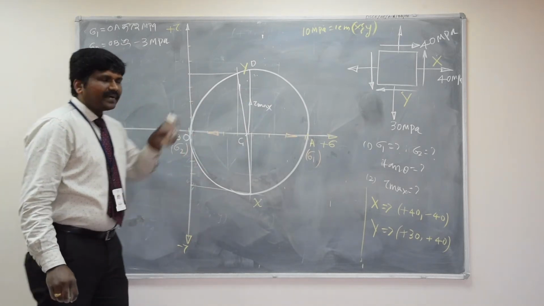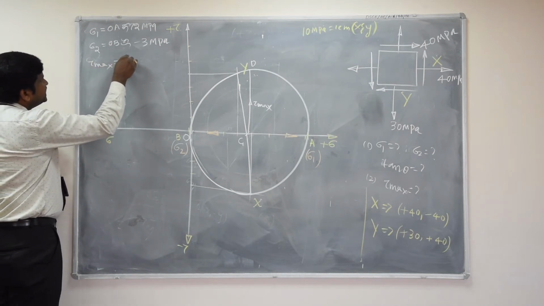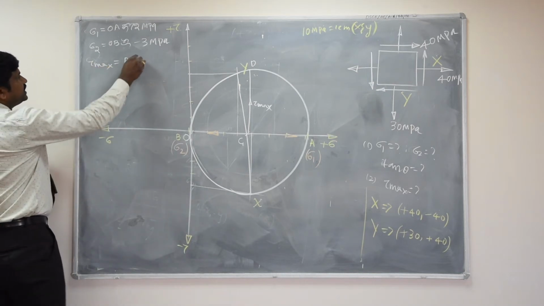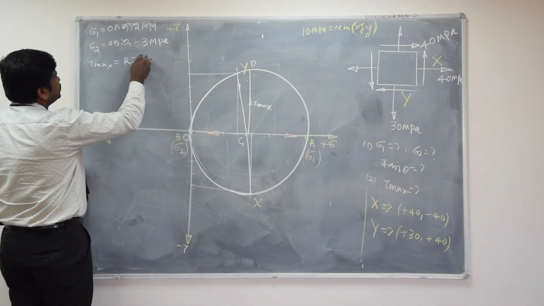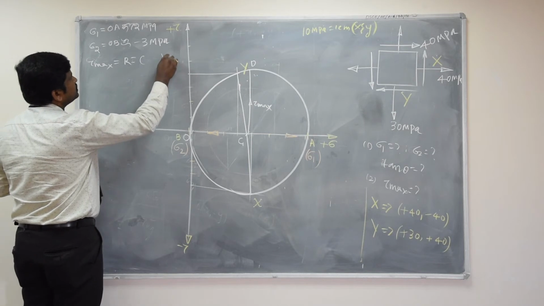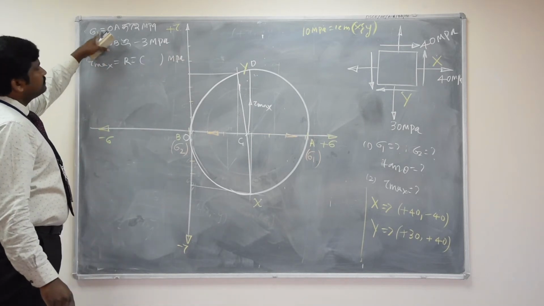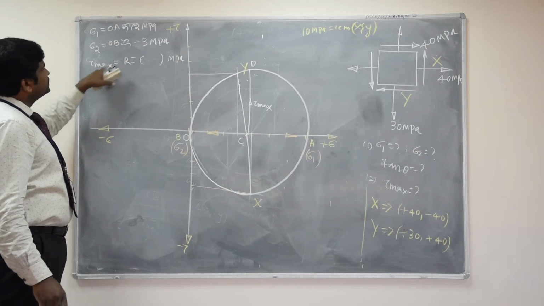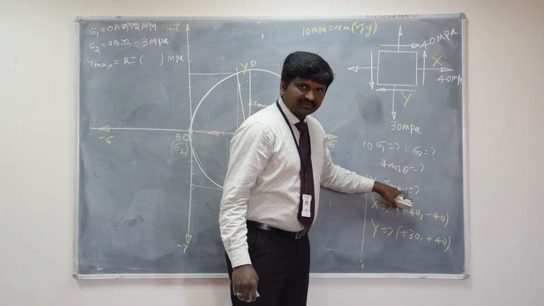Then how do you measure tau max? See, tau max is directly the radius of a Mohr circle. So straight away measure the radius of a Mohr circle anywhere in the diagram, and that gives you the stress directly. So we could measure sigma 1, sigma 2 and tau max. That is, the magnitudes of sigma 1, sigma 2, tau max we have determined.